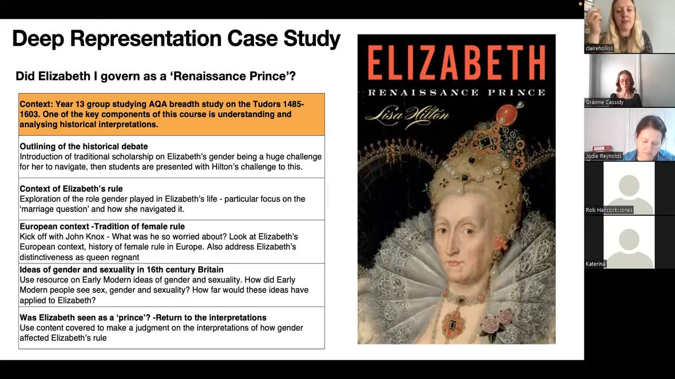But through it all, we're taking this notion of gender and we are problematizing it. We're saying, okay, is this actually a problem for Elizabeth? How does this actually operate in terms of female rulership, but also more widely? Again, allowing students to engage with a theme which they might not have explicitly engaged with in their historical education before, and certainly not at GCSE and A level.